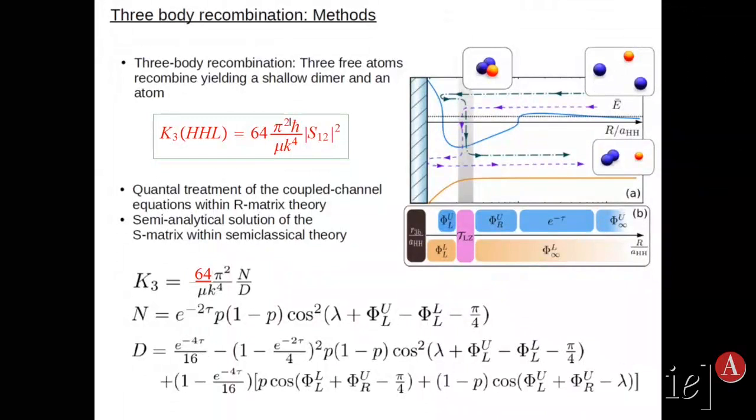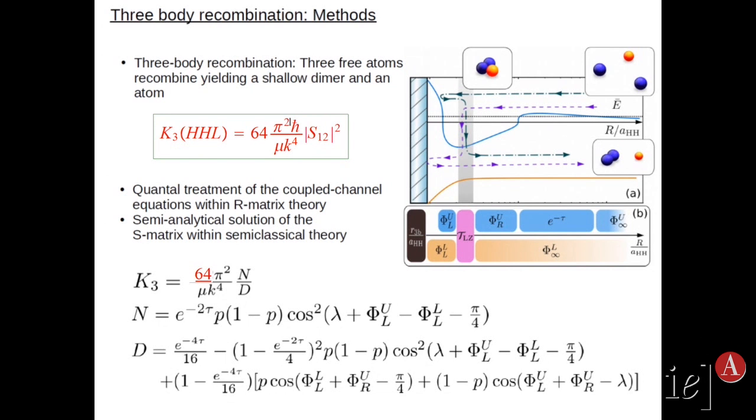When we calculate this, we can do a full semi-classical treatment and use all these phases, tunneling factors and so on, and get one grand formula for the recombination rate. It's a bit messy, but it is actually not so hard to calculate. And we've verified by directly solving the coupled non-adiabatic hyperspherical equations that it gives pretty accurate results, the same as semi-classical S matrix theory for this two-channel system.